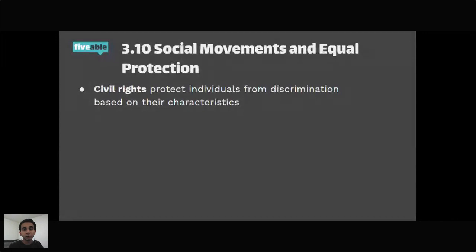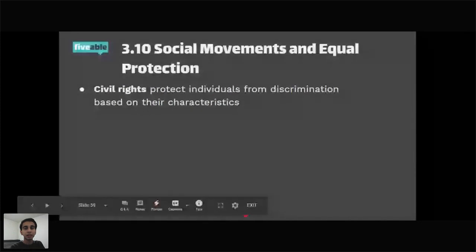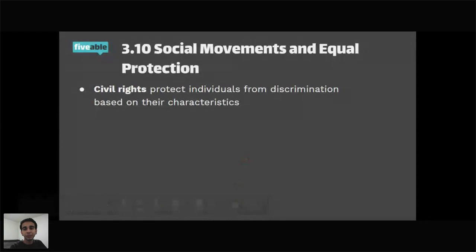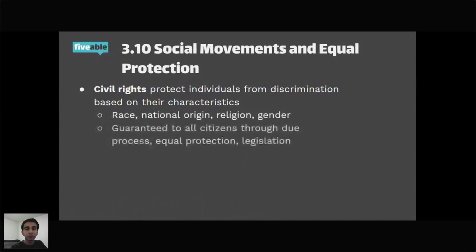Okay, so I'm going to go ahead and move on into social movements and equal protection. Remember at the beginning, we talked about the differences between equal or civil rights and civil liberties. Civil liberties is what we've talked about so far: anything that's guaranteed by the Bill of Rights. Civil rights are things that protect individuals from discrimination based on their physical characteristics. So this could be race, gender, sexuality, national origin, religion, all of those things fall under civil rights.